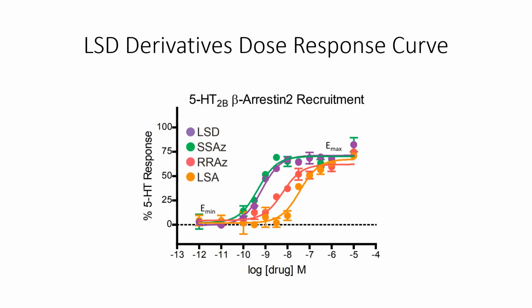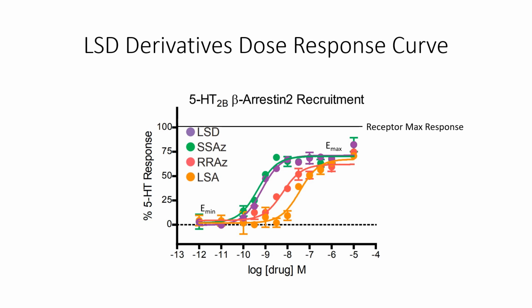The Emax, however, is not occurring at the maximal system response, or the receptor max response, and thus none of these drugs are full agonists at serotonin 2B receptor. We can see that the Emaxs of each drug are relatively the same. LSD and SSAZ have about the same Emax. The next highest Emax is that of LSA, and then RRAZ has the lowest Emax.